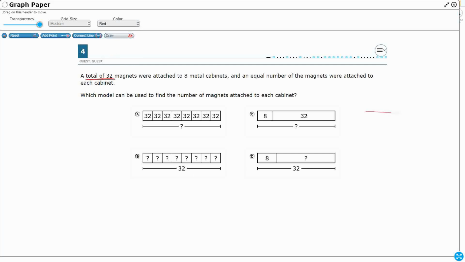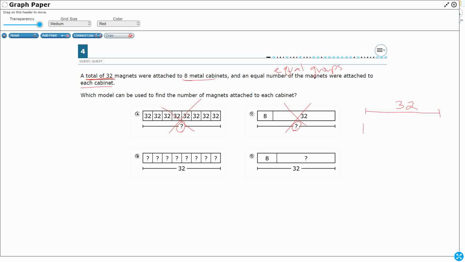So I'm going to draw a strip diagram here. You see all of our answers are strip diagrams. So my total is going to stretch across the strip diagram. And you notice that I've got this right here and this right here. They don't include 32 as the total. They include 32 as the part. But number 4 says 32 is the total. So I'm going to get rid of these two. Attached to 8 metal cabinets, an equal number of magnets were attached to each cabinet. So the 8 cabinets are the 8 groups, and I've got equal groups.